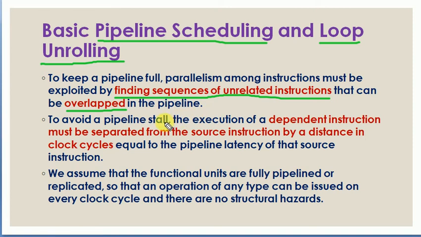Normally pipeline stalls occur when we execute a number of instructions simultaneously. That happens only when there is a dependent instruction within the set of instructions. If there are dependent instructions, we can have stalls, some delays, in between the execution of instructions.